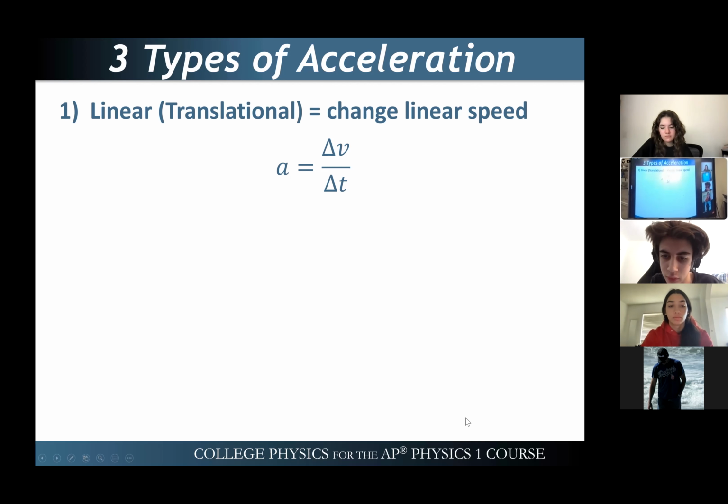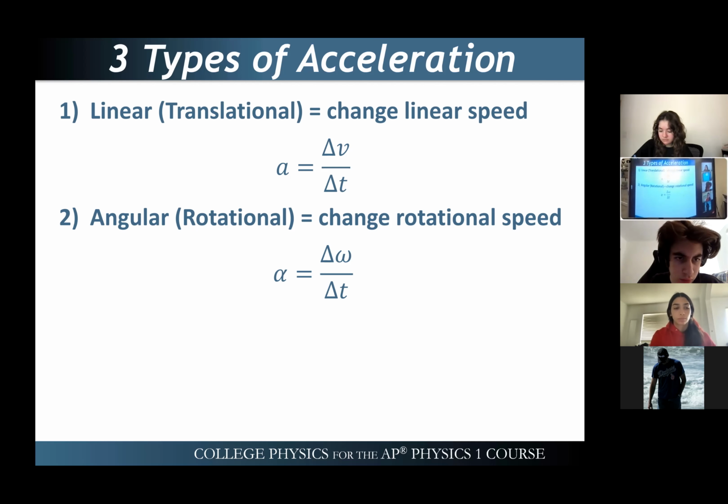All right. The one that we learned last week is angular or rotational acceleration. And that is where the rotational speed is what's changing. And so instead of A, we use alpha, and instead of V for velocity, we use omega for angular velocity or rotational velocity, but still per time. So for the first kind of acceleration, we're going to have units of meters per second squared, or meters per second. And then for the second type, we're going to have radians per second or radians per second squared.